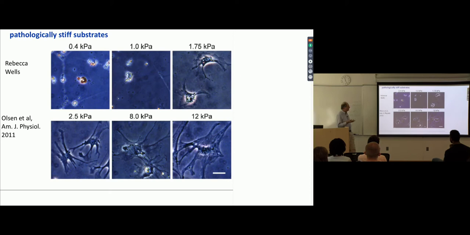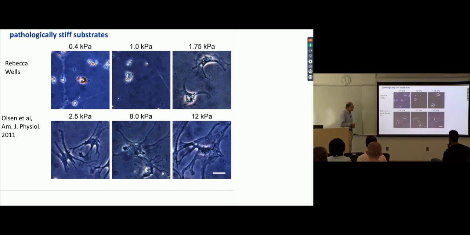But if you culture this thing on materials that are chemically identical as far as anyone knows, they just differ in stiffness. As you make the stiffness bigger and bigger to start resembling that of a diseased fibrotic liver, this thing spontaneously changes its phenotype and becomes all stellate-like. And it's not just changing its shape, it's changing all kinds of transcription programs, changing its rate of proliferation, all kinds of stuff happens.